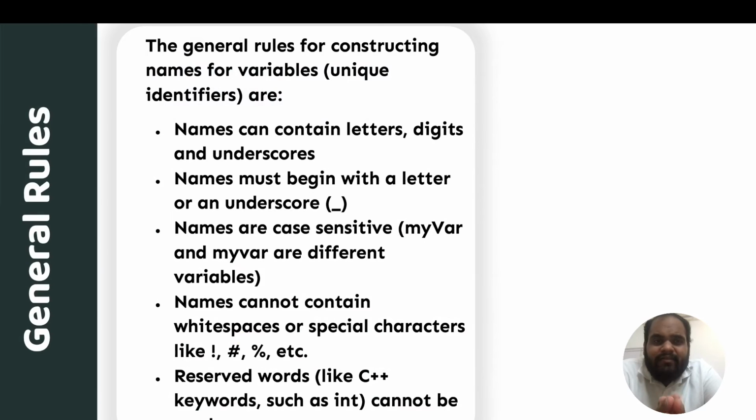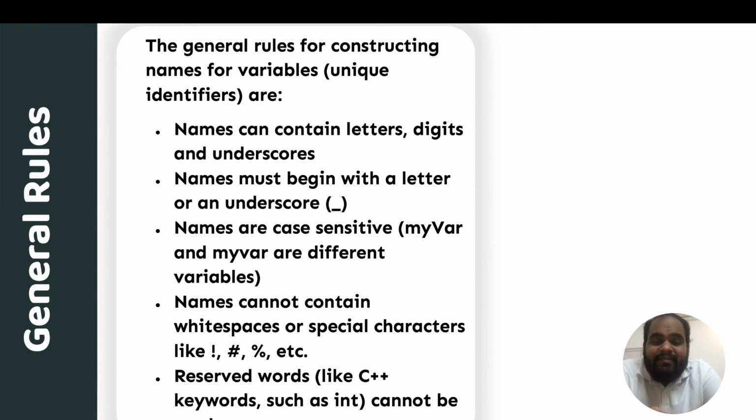Now let's understand the general rules of it, okay, so that we don't create any mistakes. Now this is very important. No matter which language you are coding in, these rules apply for any and every language, okay? So names can contain letters, digits and underscores, okay? You can use underscores but not spaces, okay? Names must begin with a letter or an underscore. You can start with an underscore or you can start with a letter.